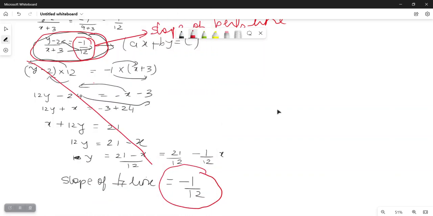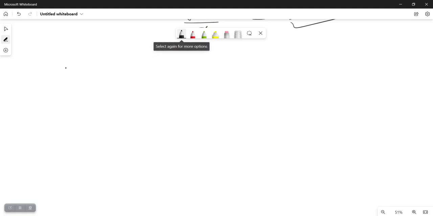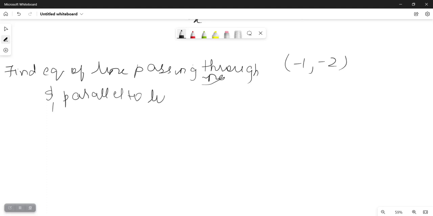Okay, now there is one more problem that you have to try for practice, that is, find the equation of the line passing through (-1, -2) and parallel to the line joining (0, 2) and (5, 1).